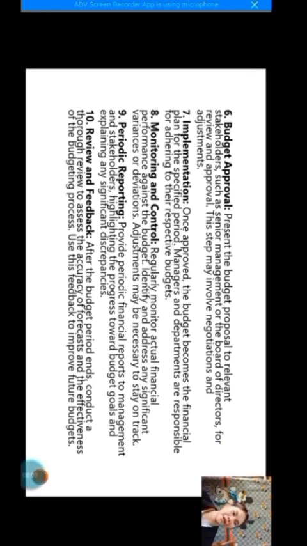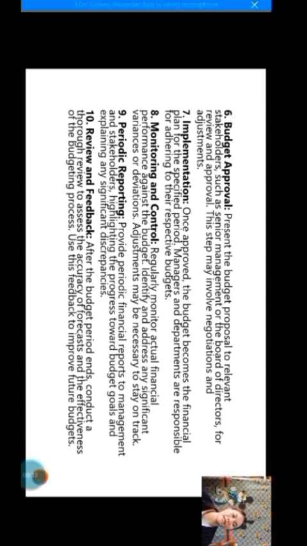So, number 8 is monitoring and control. After implementation, you need to regularly monitor the actual financial performance against the budget. Then identify and address any significant variances or deviations. So, adjustments may be necessary to stay on track. So, we need to monitor and control the financial performance against the budget after the implementation.